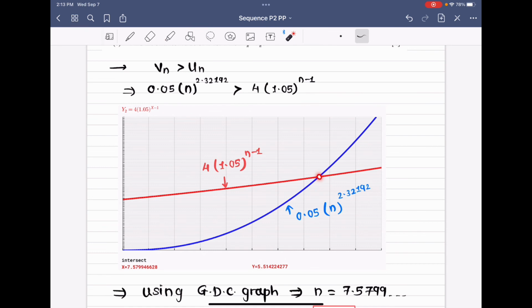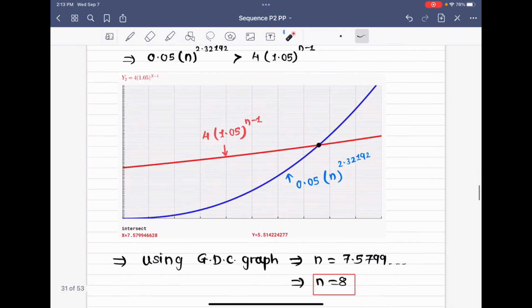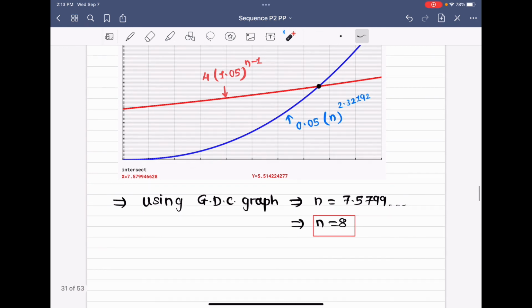Where is the intersection point? This. Please write down that point here only. In this case you can see my point of intersection is these two values. Do not write it at the bottom; write down here where you see the intersection, as it is. Now come back to the question. We are interested in n, and n is your horizontal axis. So we need to know what my n is. N in this case is 7.5799466628. Write down as it is.